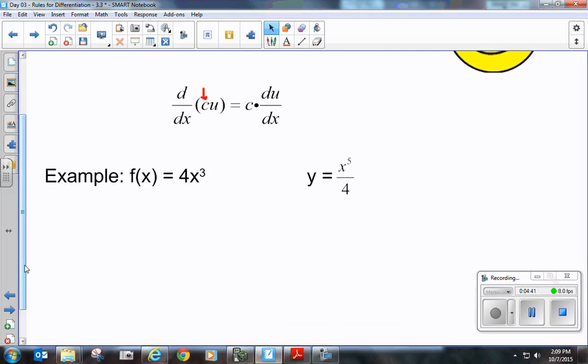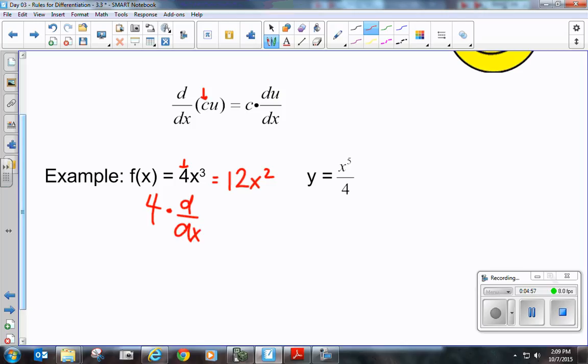Let's take a look at this first example. We know this should already be 12x squared. Well, what we're saying here is I can take my constant, which is a 4, and bring that out front, and multiply it times the derivative of x cubed. So that would be 4 times, what's the derivative of x cubed? What we just did. 3x squared. What is 3x squared times 4?